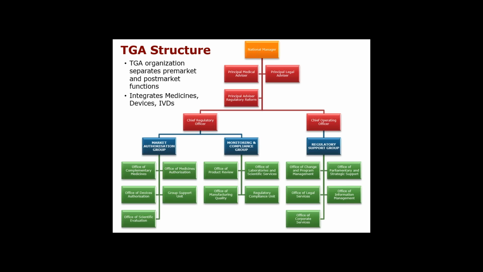Next on, the TGA organizational structure. TGA separates its pre-market and post-market functions. What you have is the high-level management in red, and your pre-market sector for medical devices lies in the Office of Device Authorizations. This is where all the device applications are assessed and reviewed. On the other sector, you've got the Office of Product Review, which looks at post-market. This is basically the post-market vigilance.